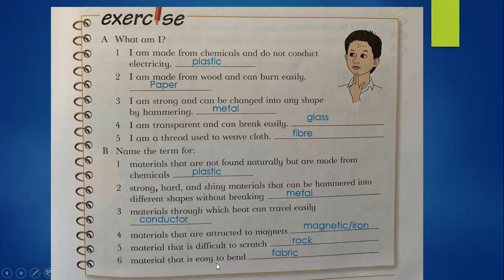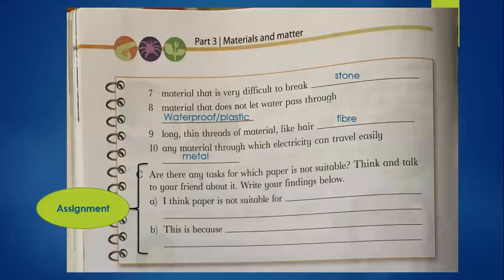Material that is easy to bend. What is this material? It is fabric. It means it's flexible. You have studied in the previous lecture. I told you the flexible thing is the fabric. You can easily bend them. Now come to the next page. What is number 7? Material that is very difficult to break. What is this material? It's a stone.